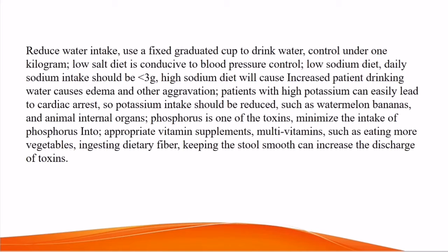3 g. Patients with high potassium levels are more likely to suffer cardiac arrest, so eat less potassium, such as watermelons, bananas, and nuts. Phosphate is one of the toxins. To minimize phosphate intake, appropriate vitamin injections are used, and patients should be educated about toxins.